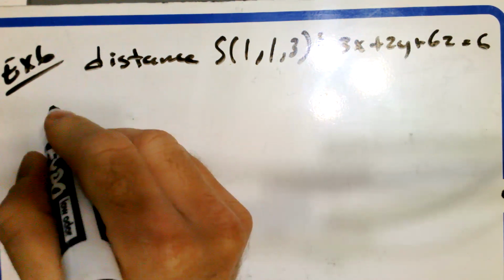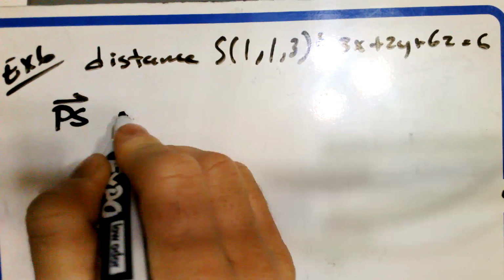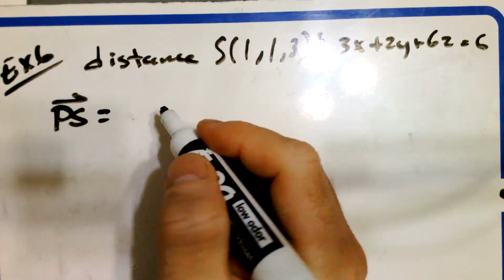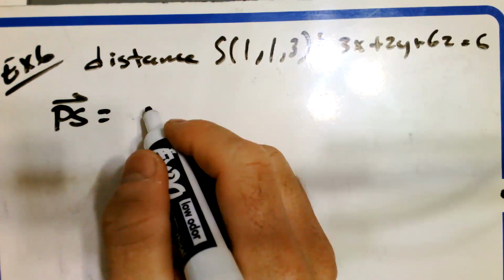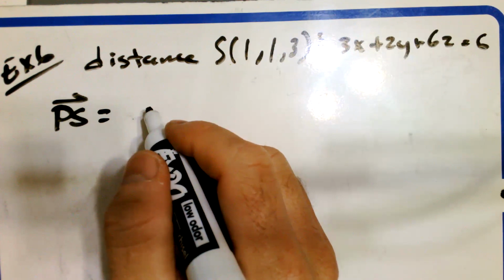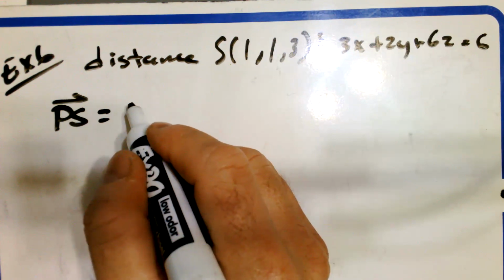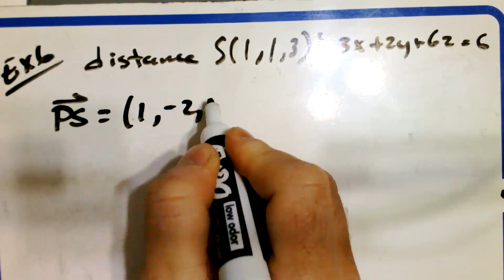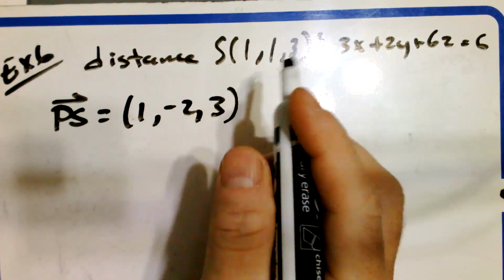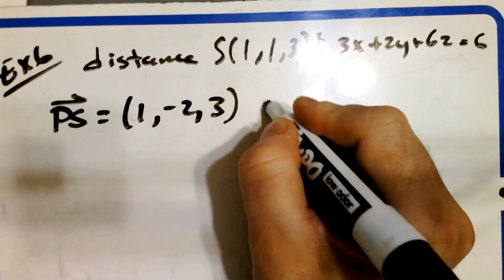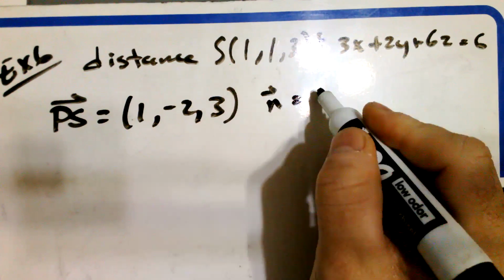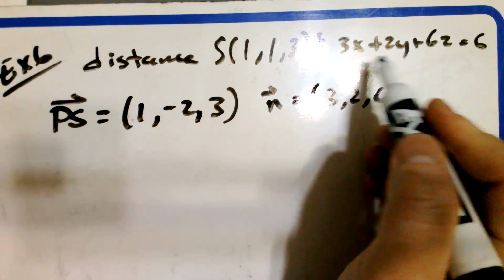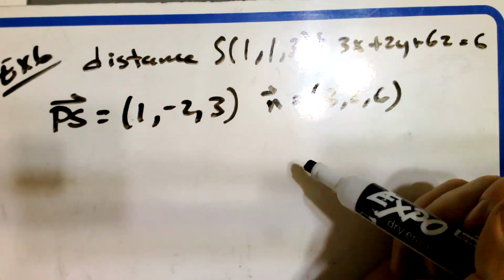So let's compute the vector PS. That's the vector from the plane to the point S. If we do that, that value looks like it'll be 1, negative 2, and 3. Almost as easy as 1, 2, 3. And so the normal is going to be 3, 2, and 6. That's the normal to the plane. That should come directly from here, so that should be pretty obvious.